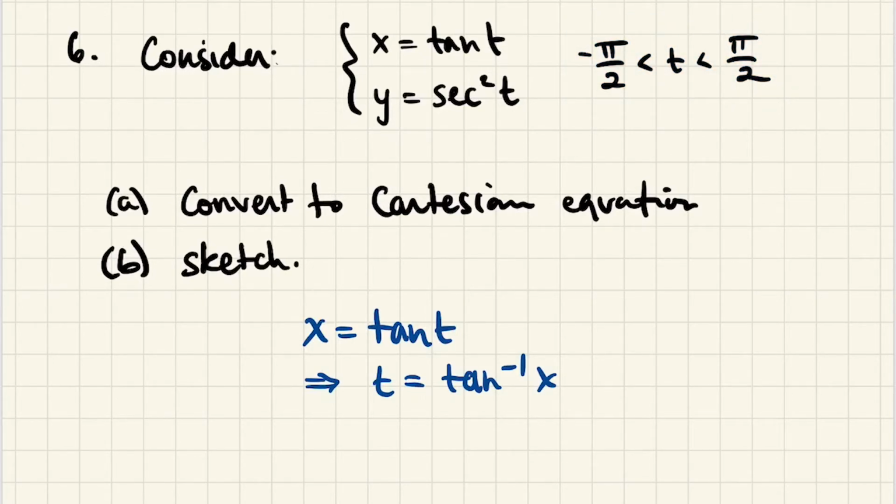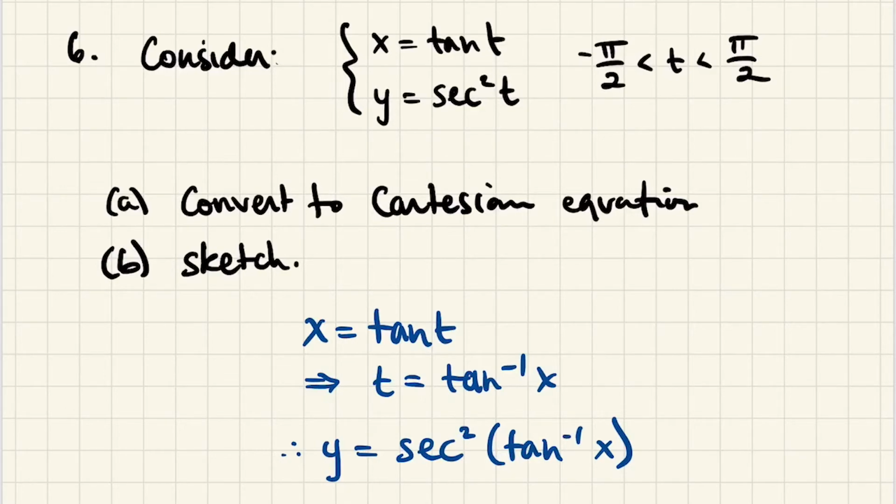But you'd have to be very careful if the bounds for t were, say, given as 0 to pi, all right? So no problem. Now we can conclude that y is equal to secant squared of inverse tan of x, and we can reduce this. Okay, well, how do we reduce this?